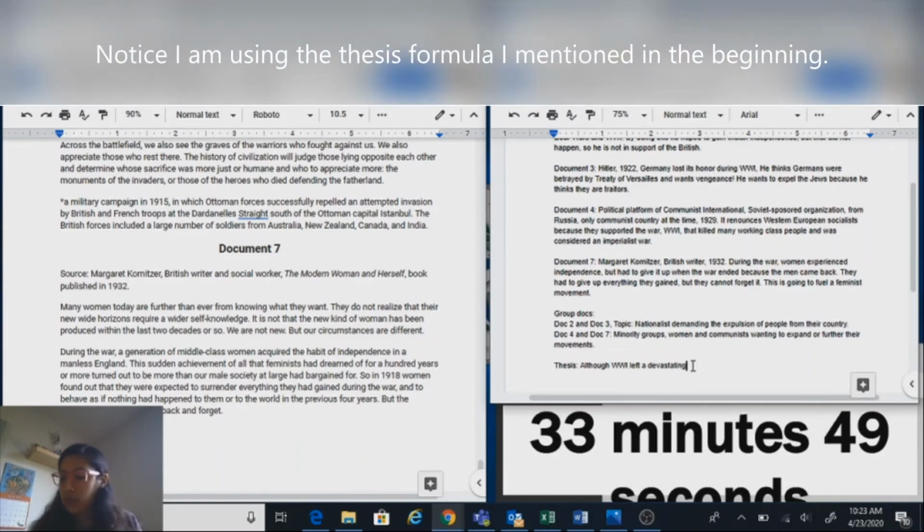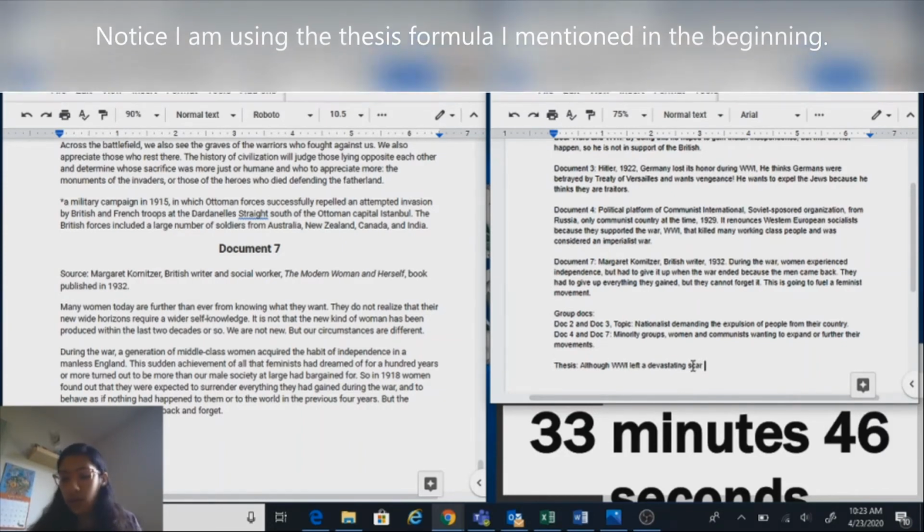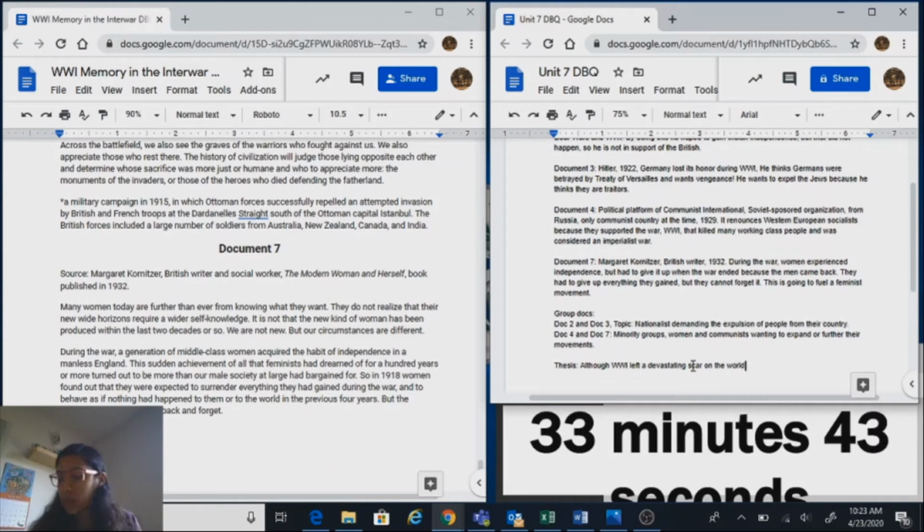My thesis ended up being, although World War I left a devastating scar on the world between 1918 and 1939 — whenever you write, you want to make sure that you mention the time period that they want you to focus on. Make sure you mention that. So that's my although, and then my counter argument, and then because, and then that's going to be your evidence. Because minorities try to advance their movements, and so that's one piece of evidence.